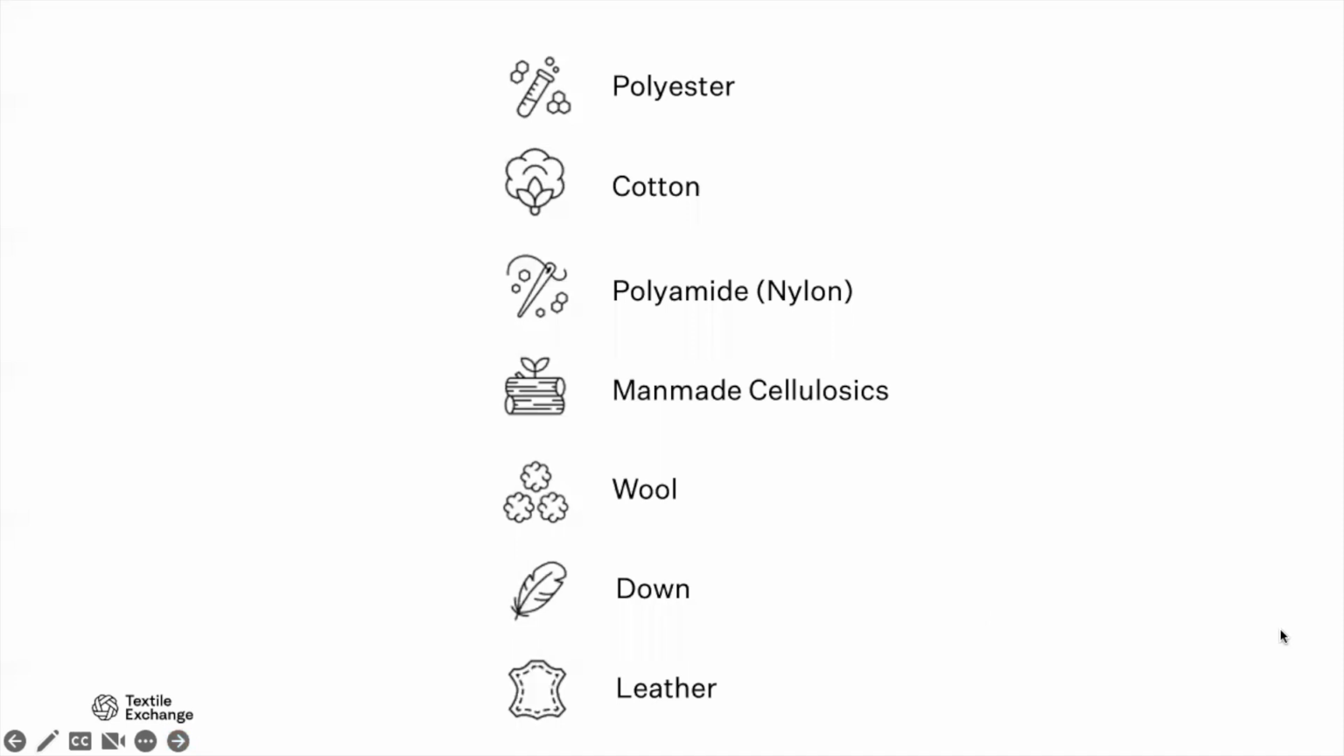So just to quickly cover the key material categories for the industry, and these are the key material categories we also focus on at Textile Exchange as well. So polyester, cotton, nylon, also called polyamide in Europe, for example, man-made cellulosics, wool, down, and leather. And then, of course, in the outdoor sector, there's also a whole category of hard goods. So wood, metal, carbon fiber, EVA, and polyurethane, for example, are often used in footwear as well. So not forgetting about those materials as well.